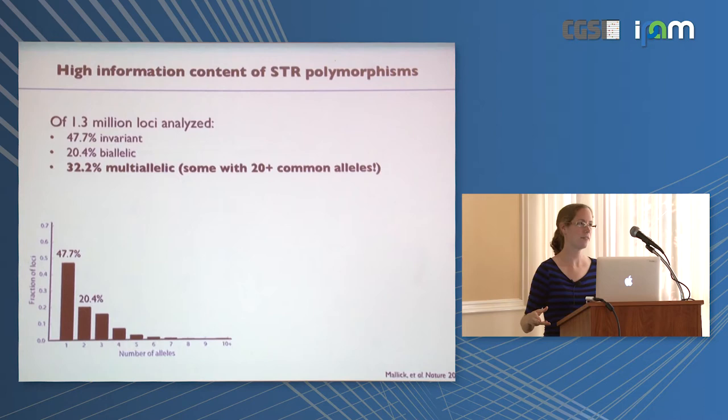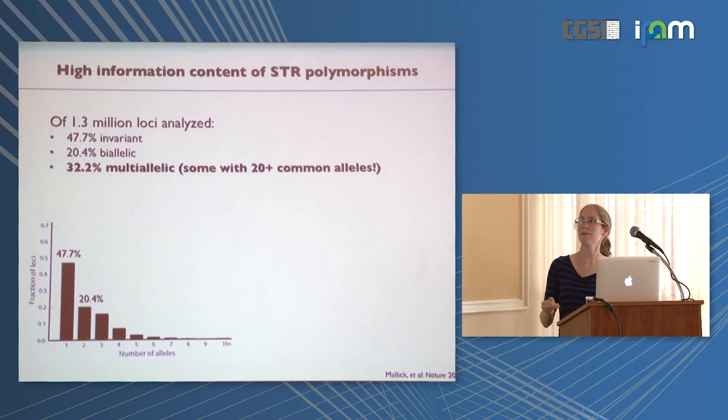Well, of the 1.3 million loci that we analyzed, about half of them are invariant. They're not changing in the population. About 20% of our loci are biallelic, so you can treat them similarly to biallelic SNPs or indels. But I think kind of strikingly, 30% of them are multi-allelic. Some of them have more than 20 common alleles in the population. And this makes analyzing STRs in most types of population genetic applications that you can think about an added challenge, because we can no longer encode things as zeros and ones when we have many different possible alleles at each of our loci.